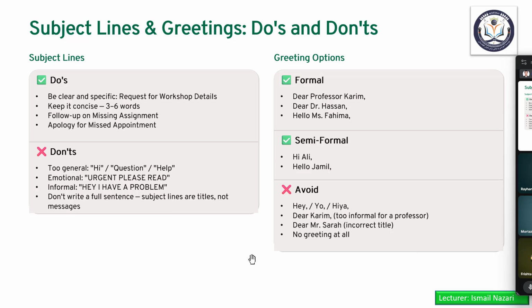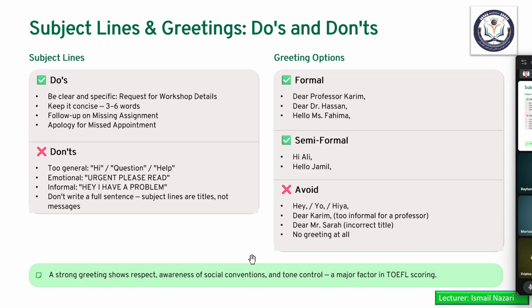Try to use the formal greetings and subject lines in your email. Try to have them. So the next thing is, as we have discussed, a strong greeting shows respect, awareness of social conventions, and tone control, which is very, very important in scoring our response on the TOEFL. So they're part of conventions. We'll later see the rubric, which is on the email task.